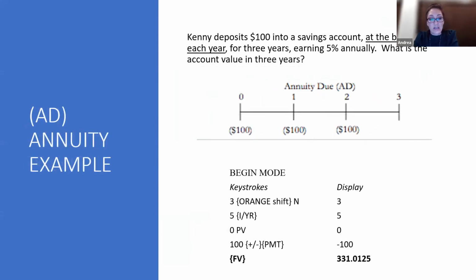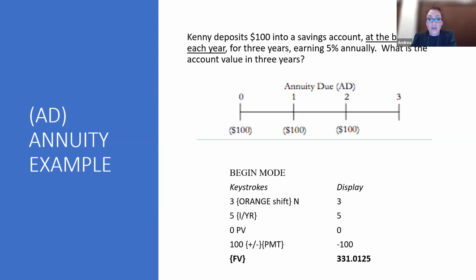This is the same example, except that Kenny is depositing that money at the beginning of each year. The only variable that's changed is that it's going to be made at the beginning of each year. So now we're going to make sure that our calculator is set to begin mode. We hit the orange shift button and then that begin end button, and on your display, it should show BEG at the very bottom. I need to correct my payments per year. I still have it set to 2.